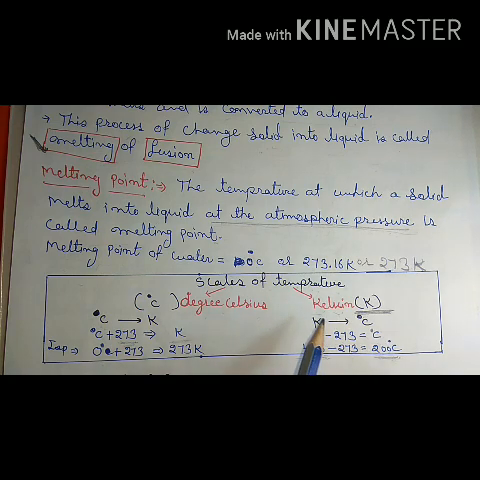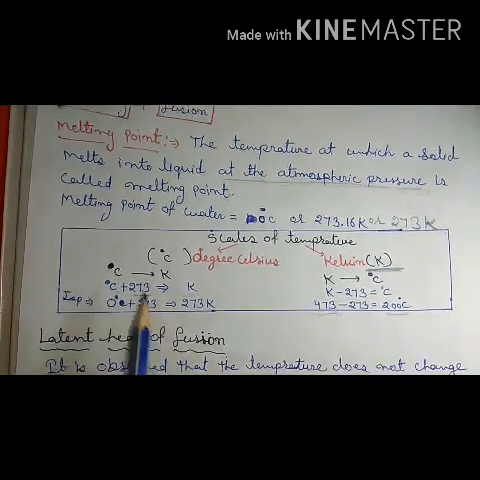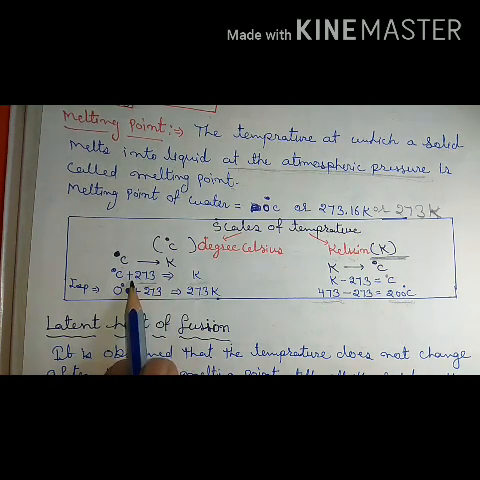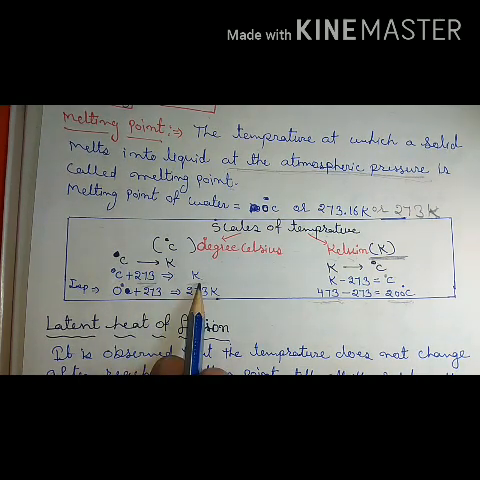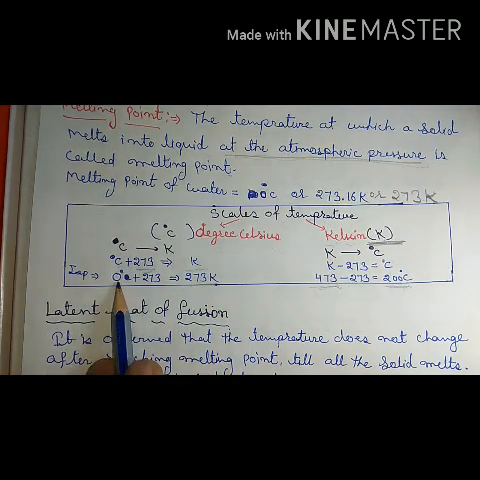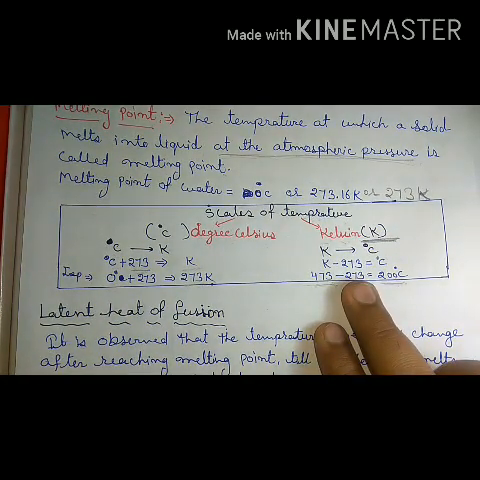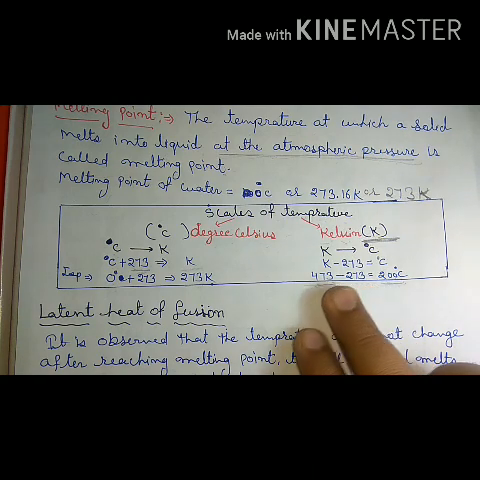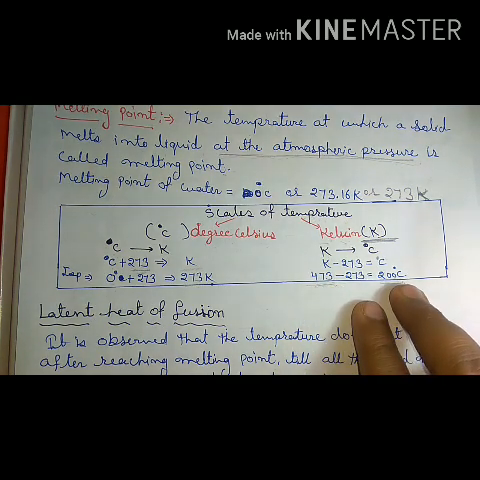Our thermometer shows the temperature in degrees Celsius, but we have to use the Kelvin scale, so we have to convert. To convert degrees Celsius into Kelvin, we add 273 to the Celsius value. For example, 0 degrees Celsius is 273 Kelvin. Both are the same temperature. To convert Kelvin into degrees Celsius, we subtract 273. For example, 473 minus 273 is 200, so 473 Kelvin is equal to 200 degrees Celsius.